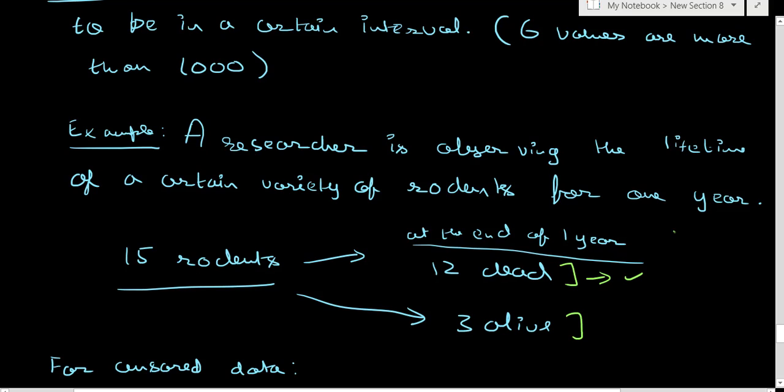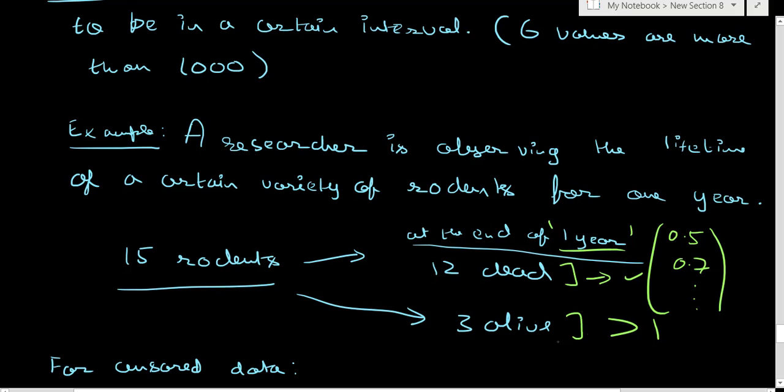He can know that one died at 0.5, one died at 0.7, and so forth, right? He can know the exact value of these. But for the 3 guinea pigs which are alive, he is no more going to observe them, because the period of 1 year is over, right? So for these 3 guinea pigs, all he knows is that their lifetime exceeds 1 year, right?